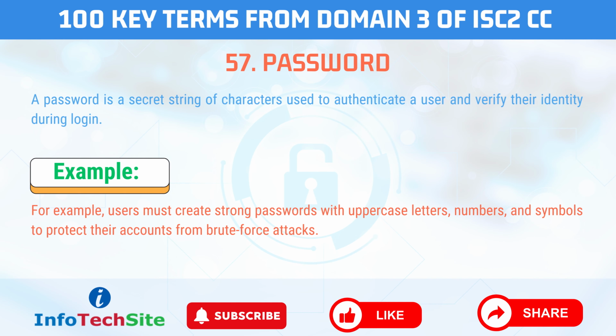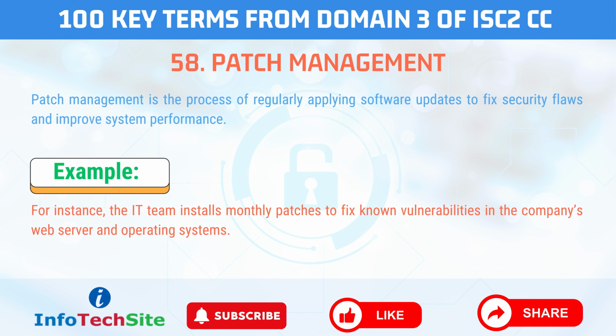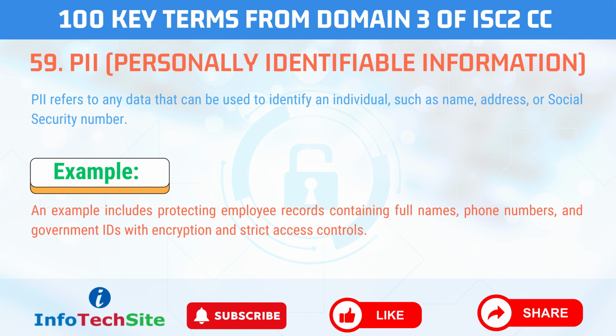57. Password. A password is a secret string of characters used to authenticate a user and verify their identity during login. For example, users must create strong passwords with uppercase letters, numbers, and symbols to protect their accounts from brute force attacks. 58. Patch management. Patch management is the process of regularly applying software updates to fix security flaws and improve system performance. For instance, the IT team installs monthly patches to fix known vulnerabilities in the company's web server and operating systems.